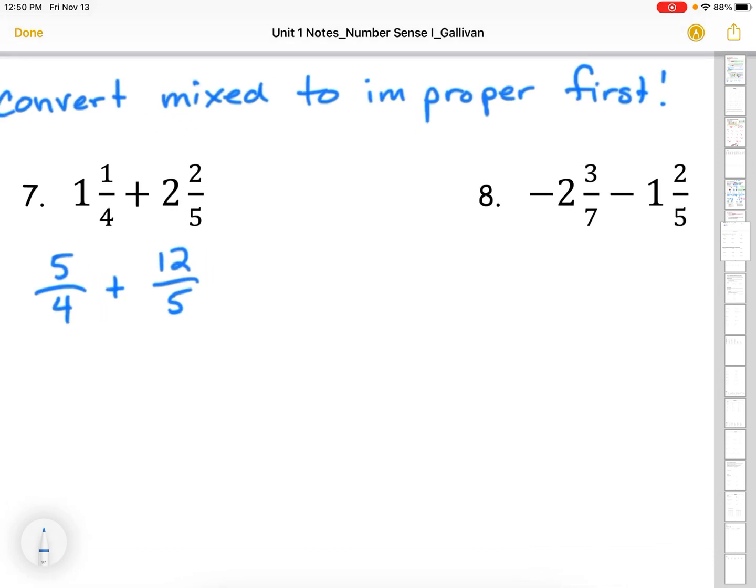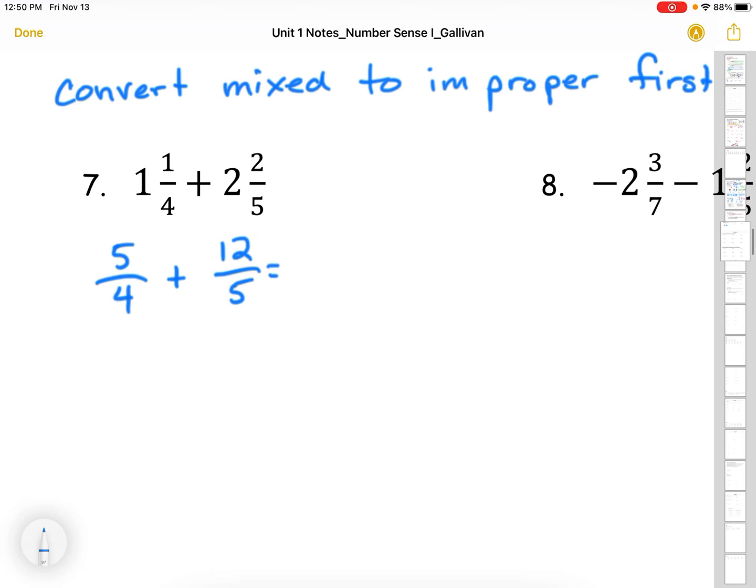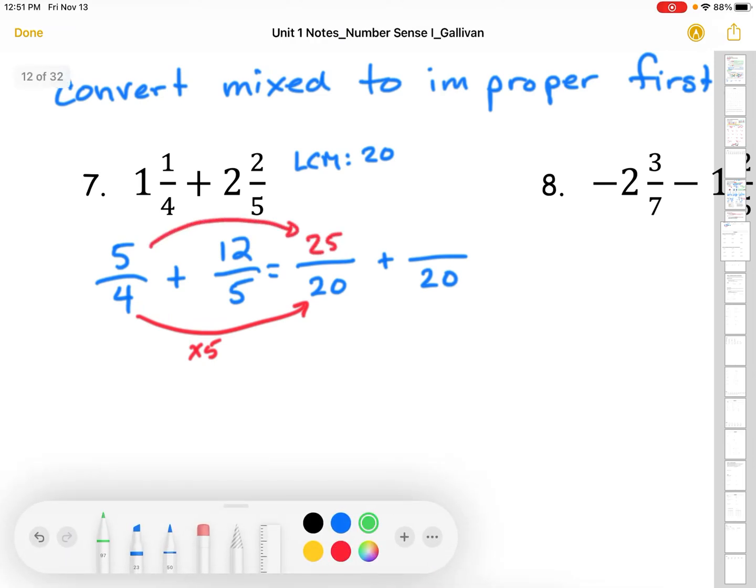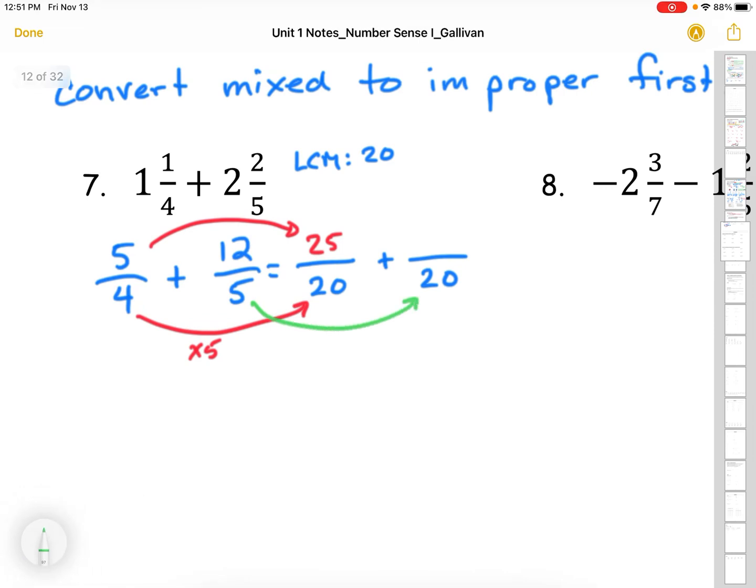Okay, now my lowest common denominator of 4 and 5 is 20. So here we go, 4 times 5. So we're going to go 5 times 5, which is 25. Hopefully you can follow my color-coded lines. 5 times 4, so 12 times 4 is 48.